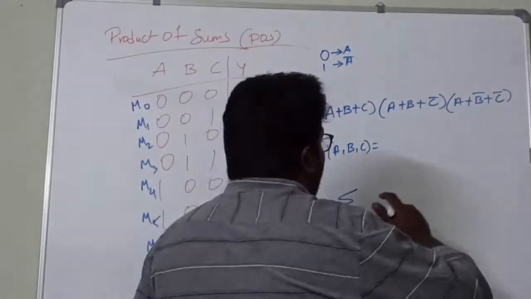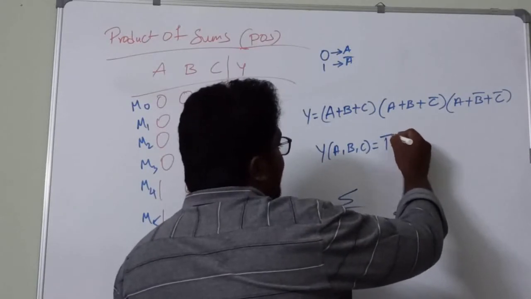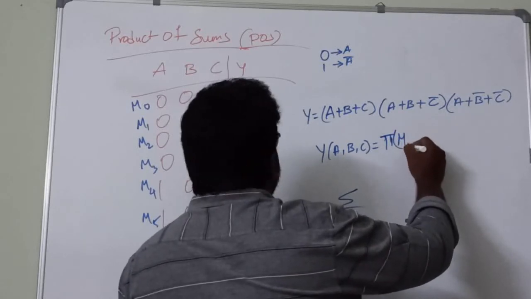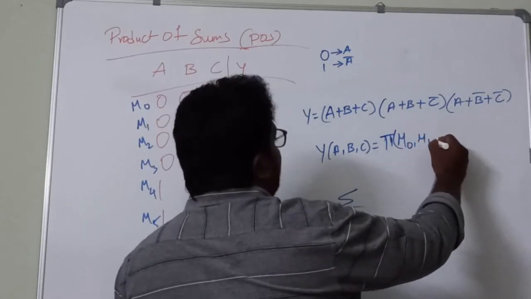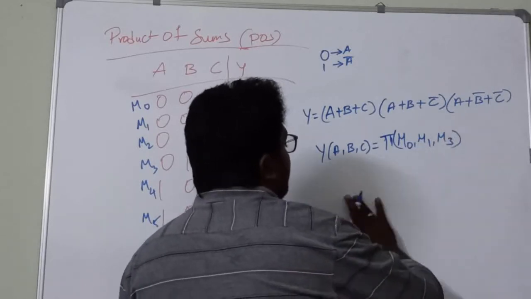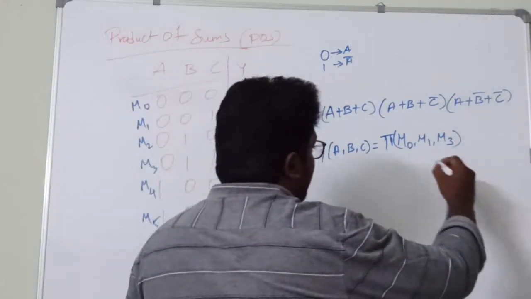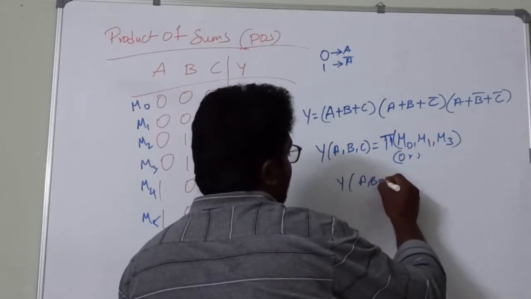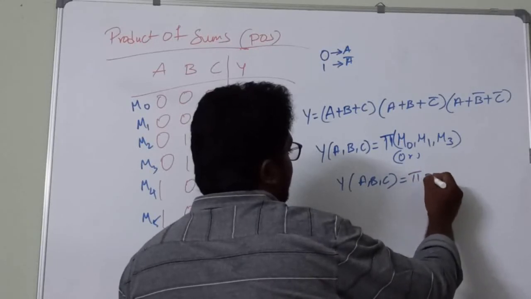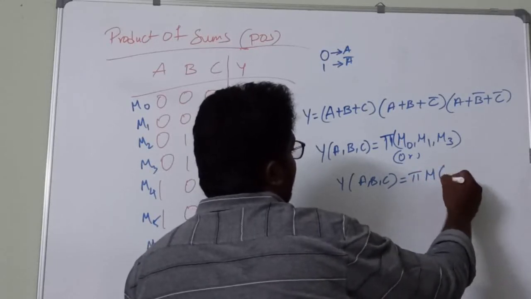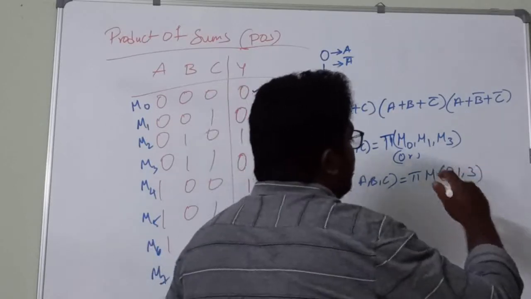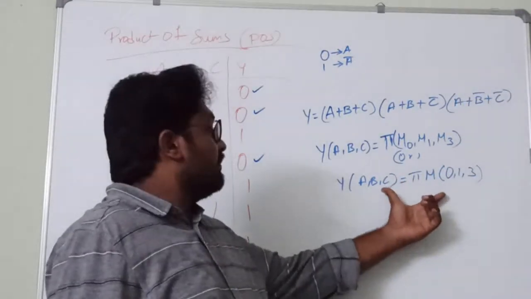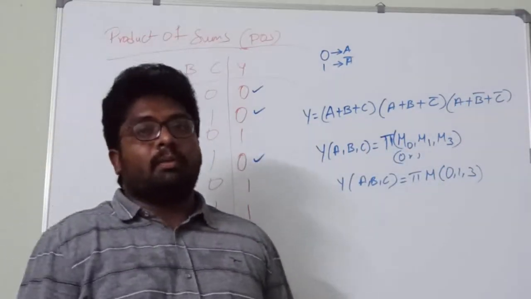To represent the POS form, we will be using the symbol pi, capital M0, M1 and M3. Also we can represent this as y of A, B, C is equal to pi of M into 0, 1, 3. This is how we will be representing it, or they might ask the question in this form or by using the truth table.